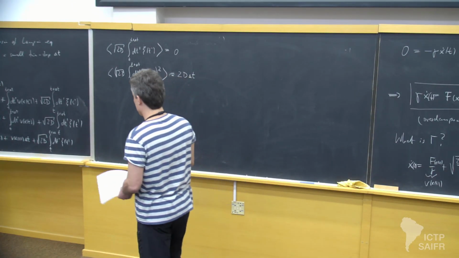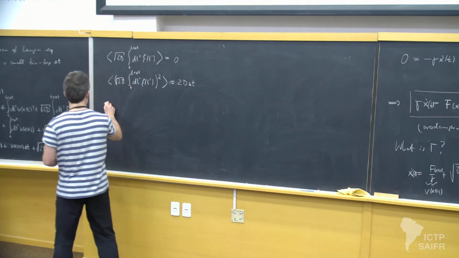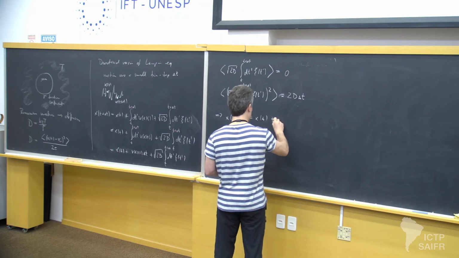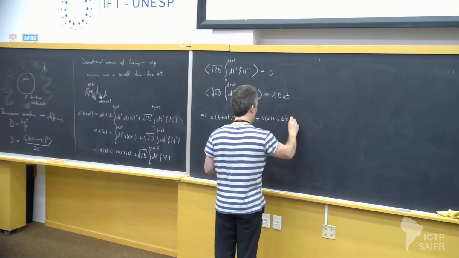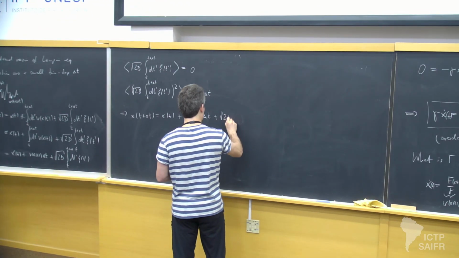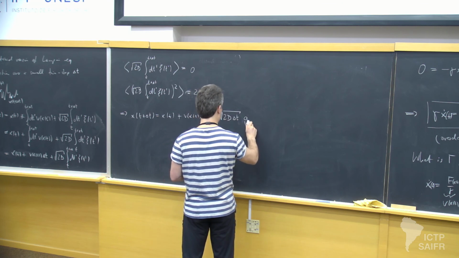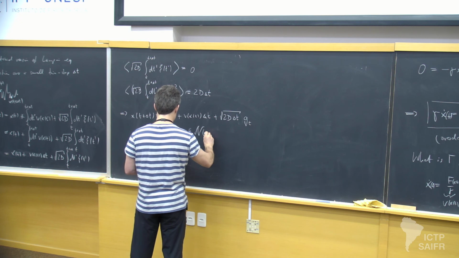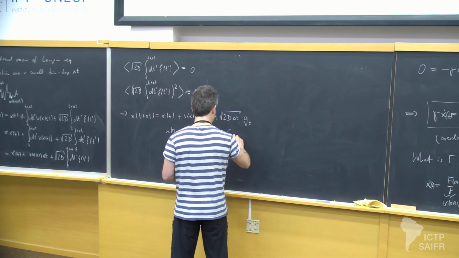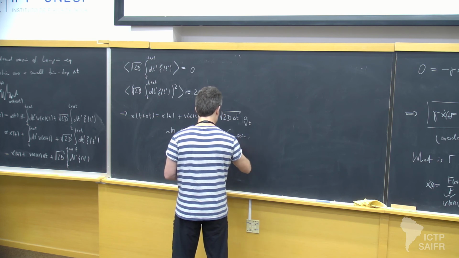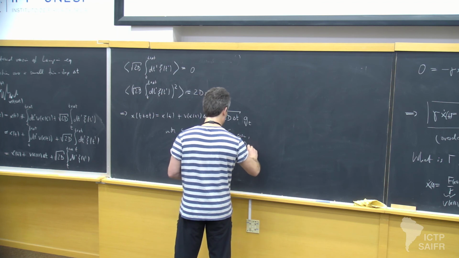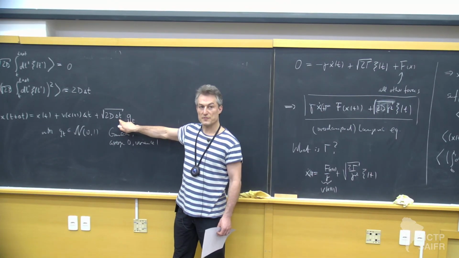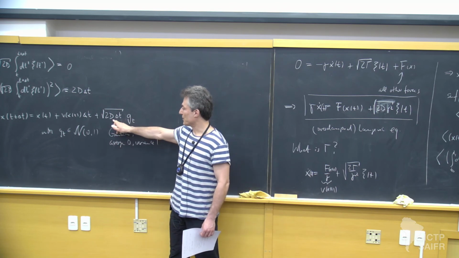That means that we can, in a statistically equivalent way, write x of t plus delta t is equal to x of t plus v of x of t delta t plus square root 2D delta t times something which I call g_t, and this g_t is a normal random variable. It's Gaussian with average 0 and variance 1. Because I took this prefactor here, I don't change the average, it's still 0, but I change the variance to this value.